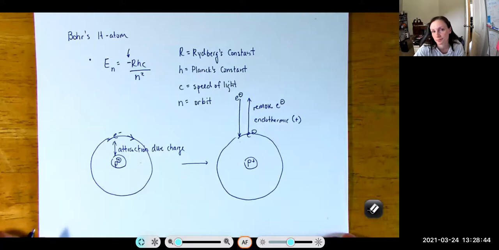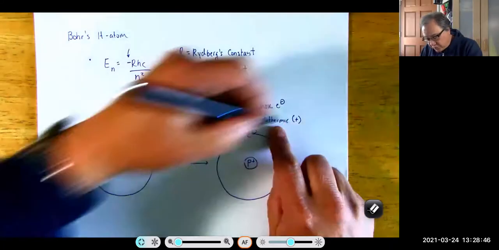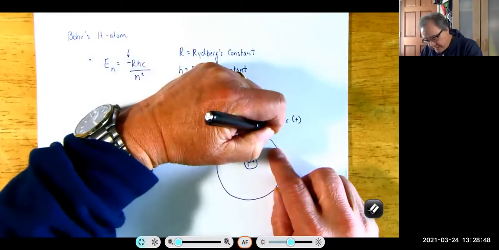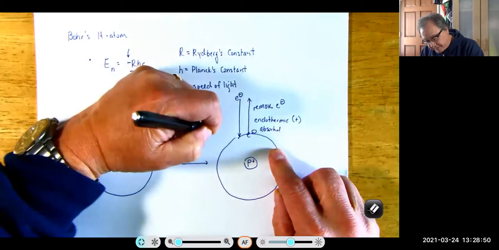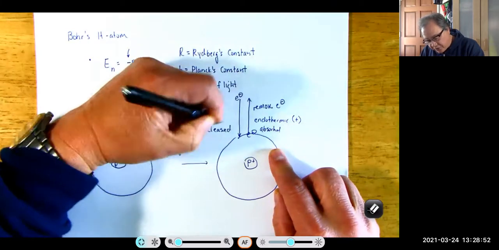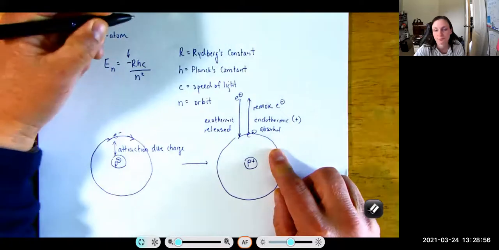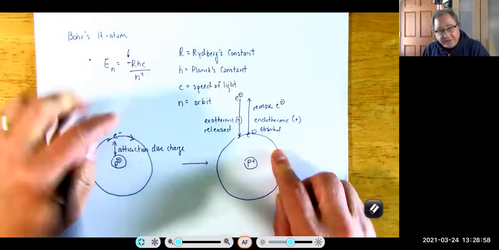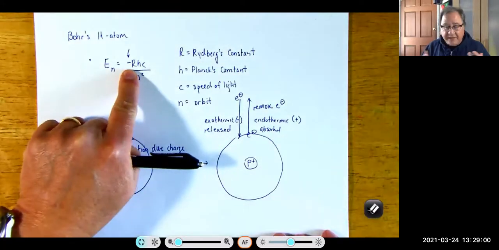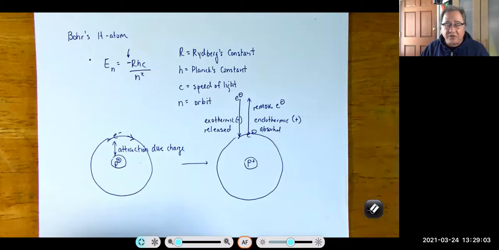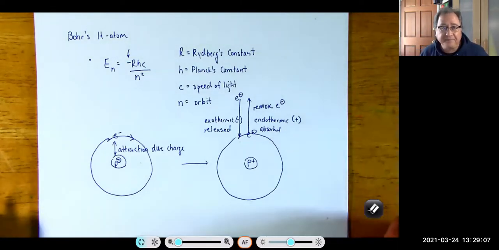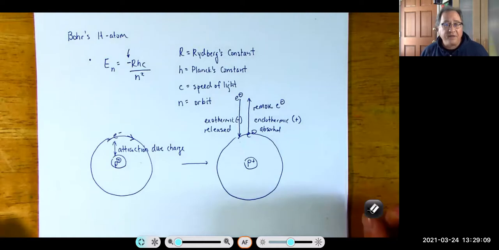Released. Right. So here it's absorbed and over here it's released. Now, when it's released, we call that exothermic. And what is the sign on exothermic? Negative. And so that's why this value is negative. It's basically the energy that is released by an electron coming from outer space and ending up on an atom. Are you with me there?